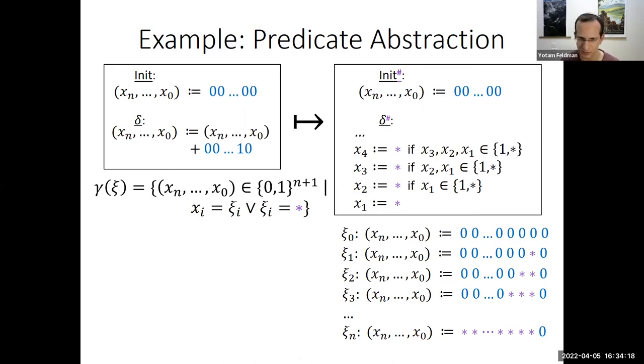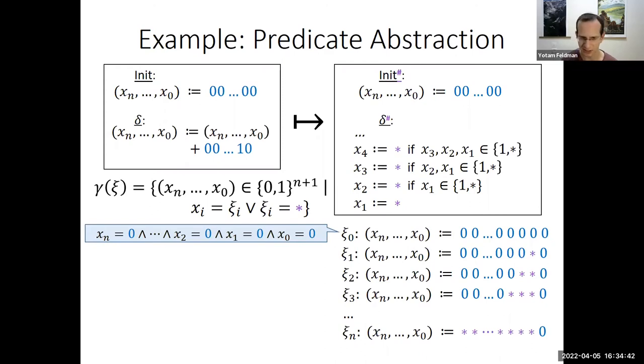And here I'm going to define it as returning the set of states that agree with the abstract state, except where the abstract state contains a star, and then the concrete state can be either one or zero. So a star is like, don't care. You may have seen that coming.